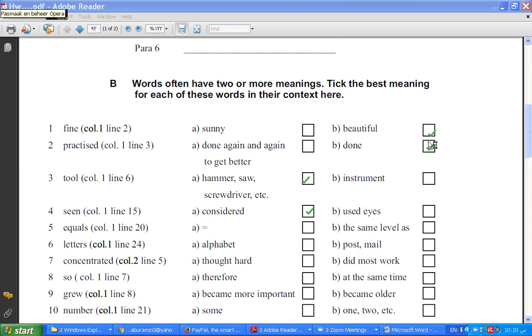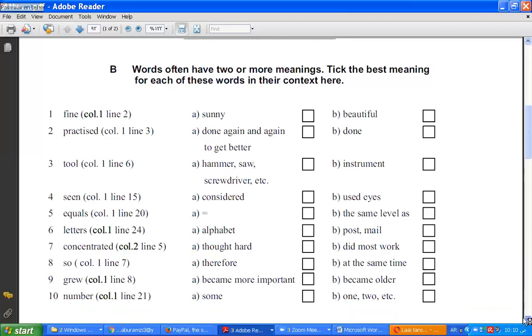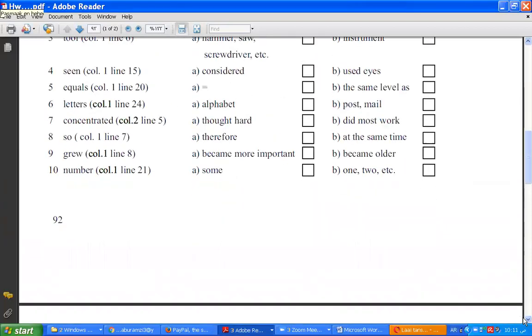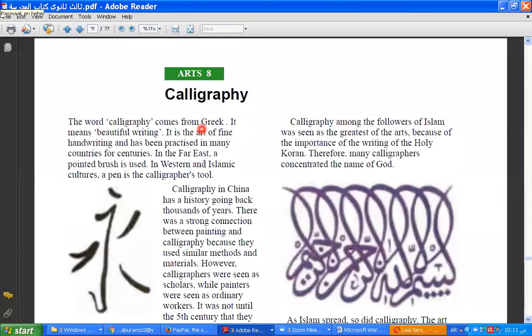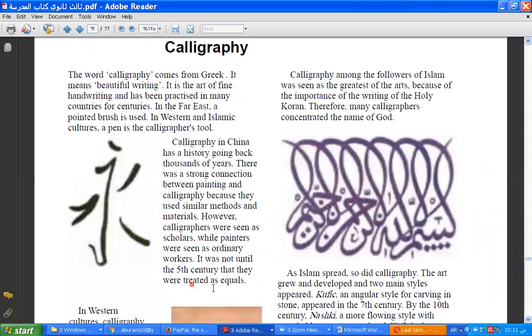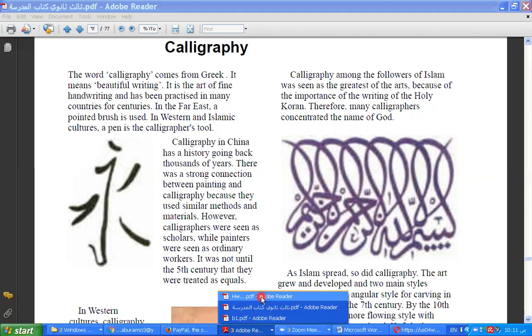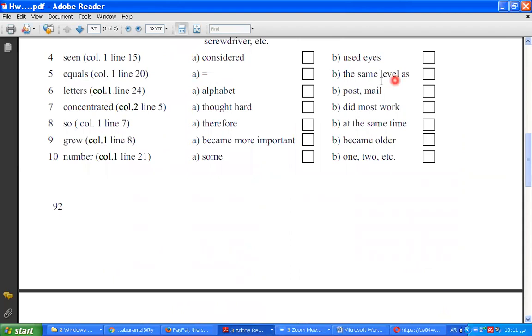Also here we erase this and go to the next. So, equals, in column 1 line 20. I think here, they were treated as equals. Equal here means equals, one plus one equals, or equally. Yes, so equals here they mean the same level. The same level as, treated with equal treatment, at the same level.